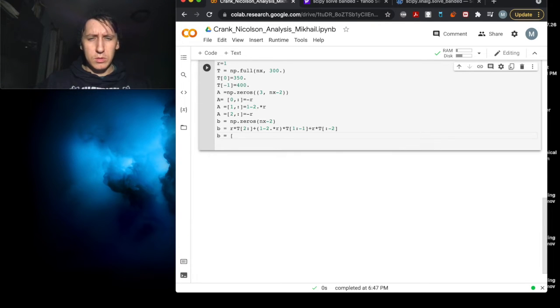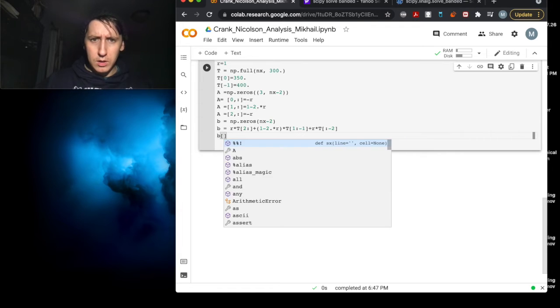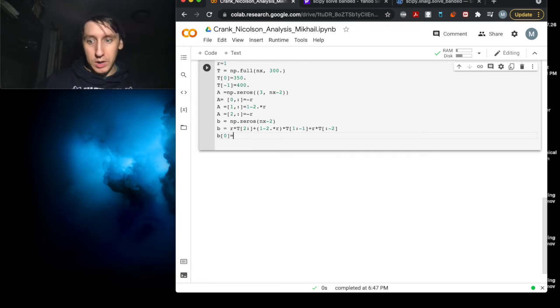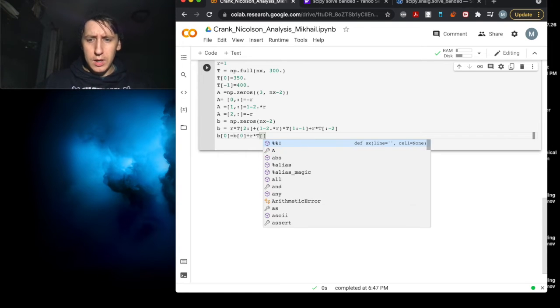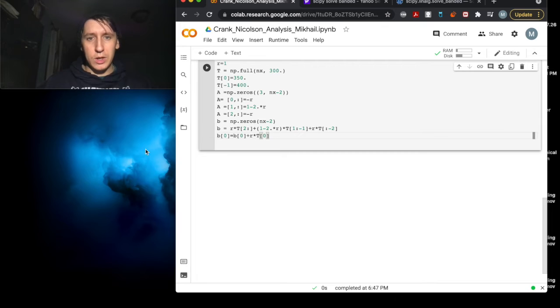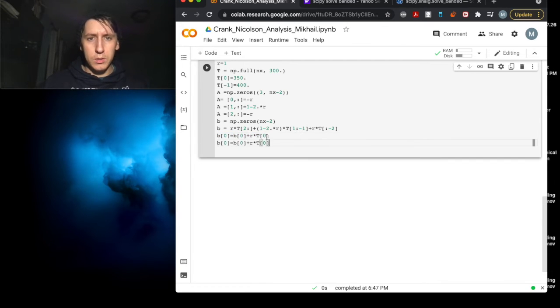Oh, wait. It's b. And then you basically type in the same exact thing right there. And then plus r times t and 0. And then you can essentially just copy this line and do the same thing for the 1, or the position from the end. So that's just going to be -1, -1, and -1.